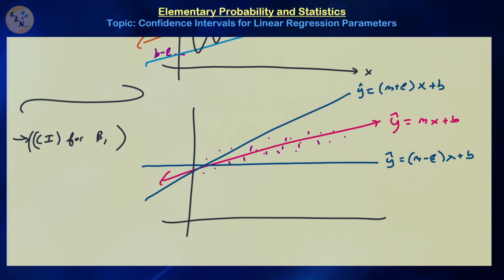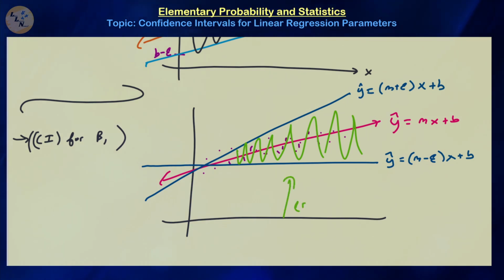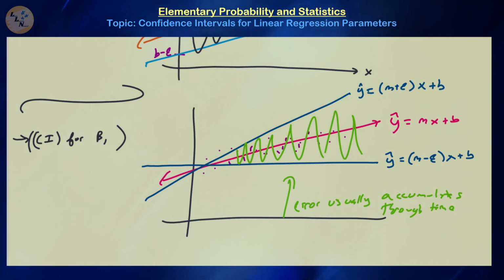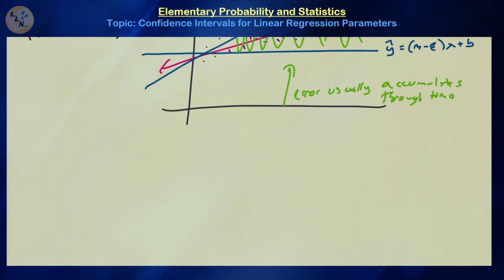Now, what is so special about this particular confidence interval? So this allows your data to expand through time. Now, this is extremely useful because error usually accumulates through time. So this confidence interval on the slope of the line of best fit sort of accounts for that particular scenario. So those are the individual confidence intervals in isolation.